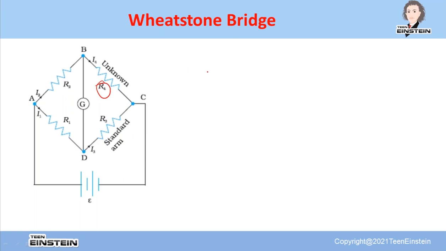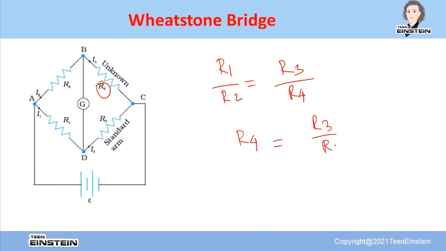We'll see how we can use that balanced condition to find out the unknown resistance. In fact, I'll tell you the result first. At the balanced condition, we'll get this equation: R1 by R2 is equal to R3 by R4. So from here, you can directly get R4 is equal to R2 by R1 into R3.